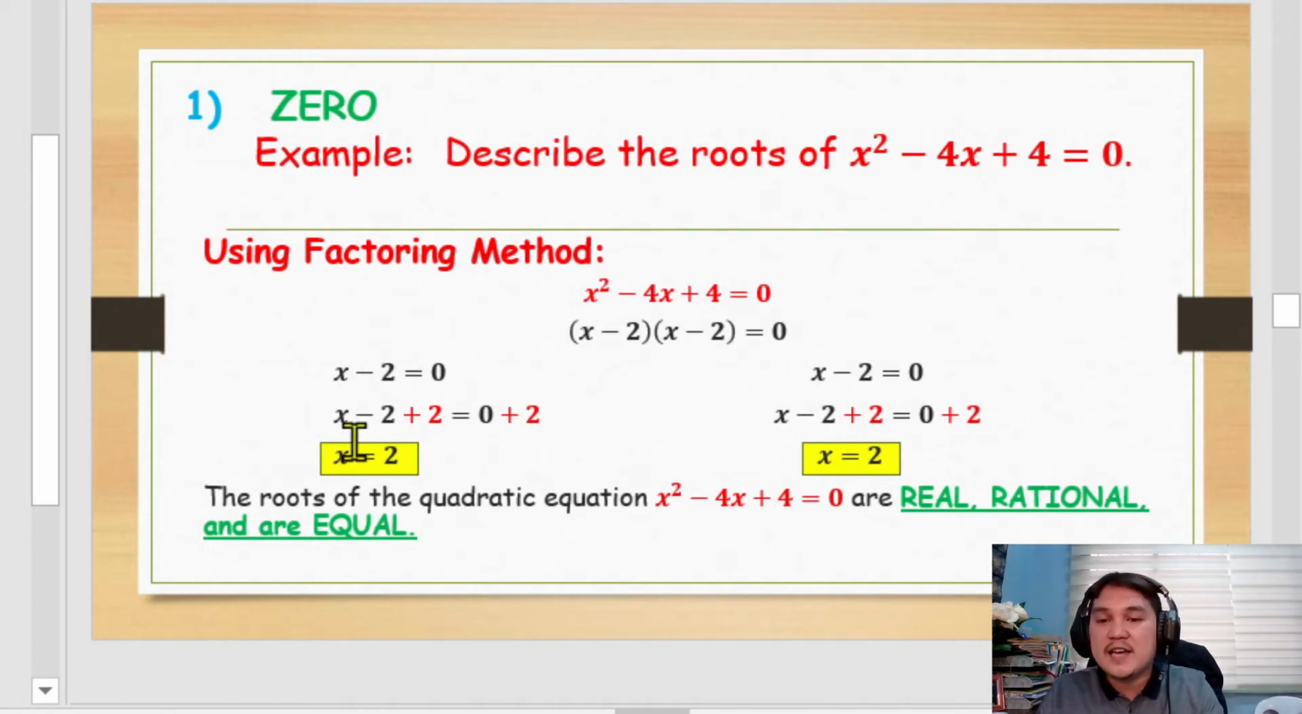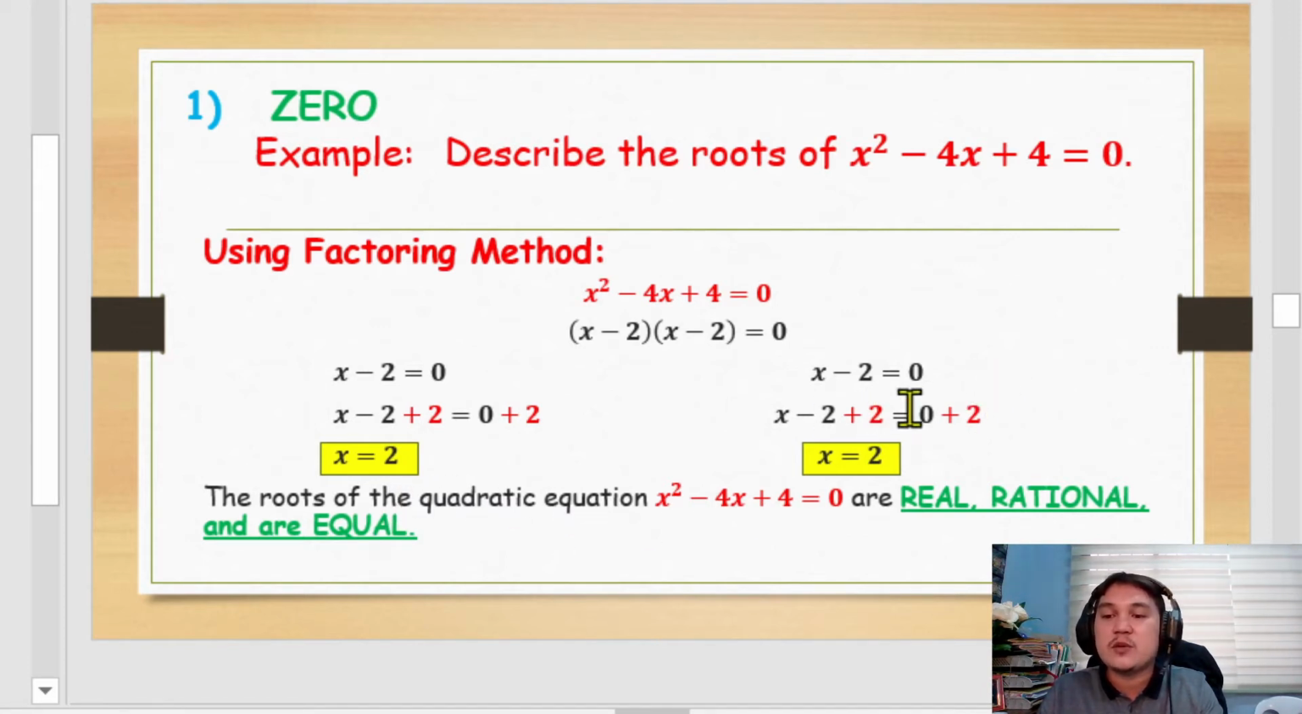That gives us x minus 2 is equal to 0. So x minus 2 plus 2 is equal to 0 plus 2. As you can see, we added 2 on both sides of the equation. Then, we combine negative 2 plus 2, that becomes 0. So that is x is equal to 0 plus 2, which is positive 2.